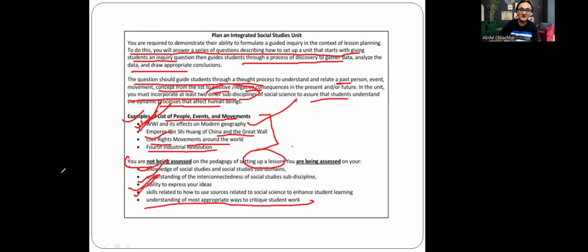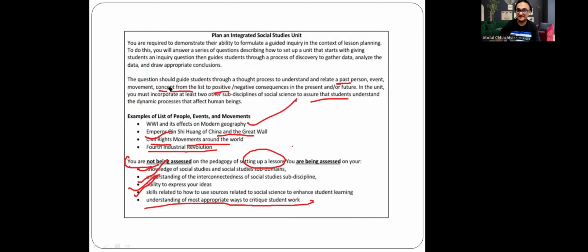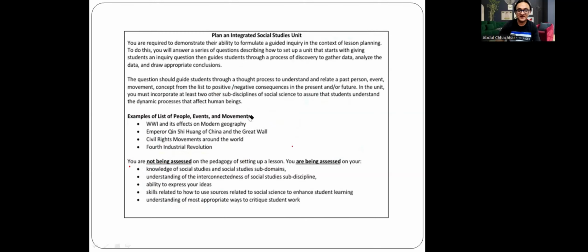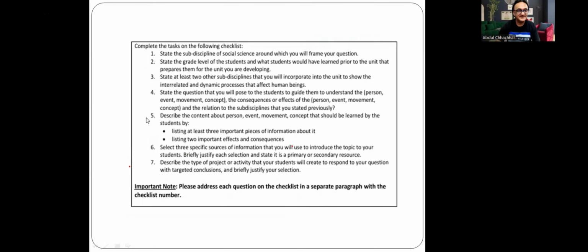I hope now you have a clear picture of what you are going to do. Even though in this part, if you have a question, please ask. Second point, a last point: complete the task on the following checklist.